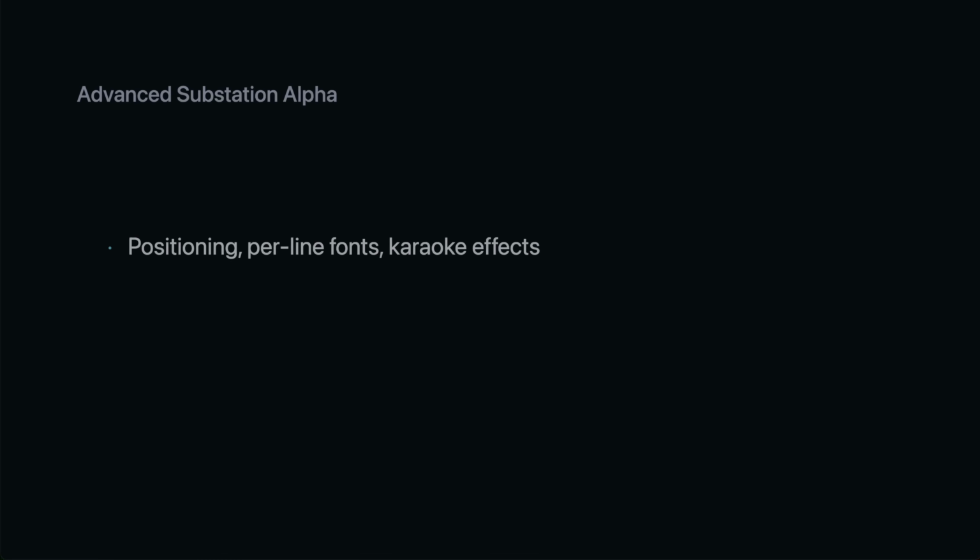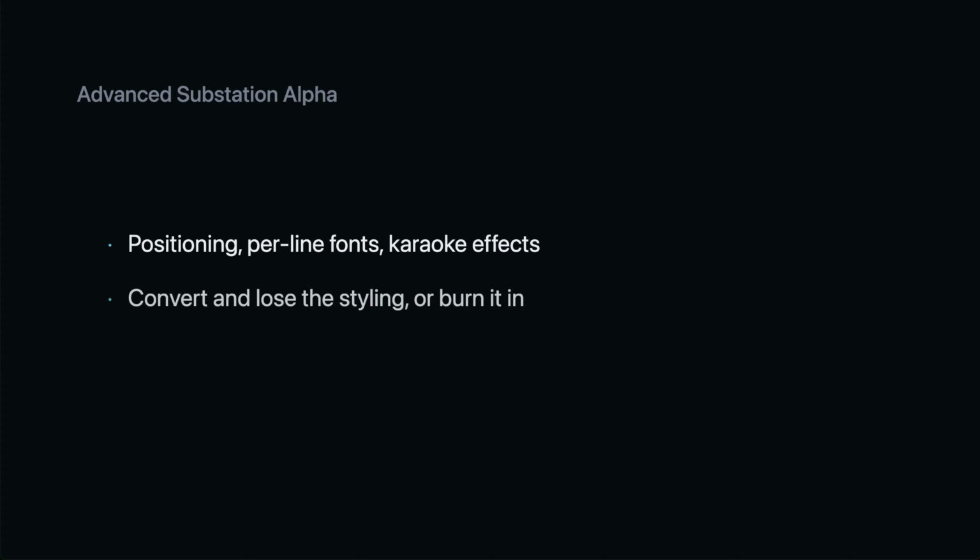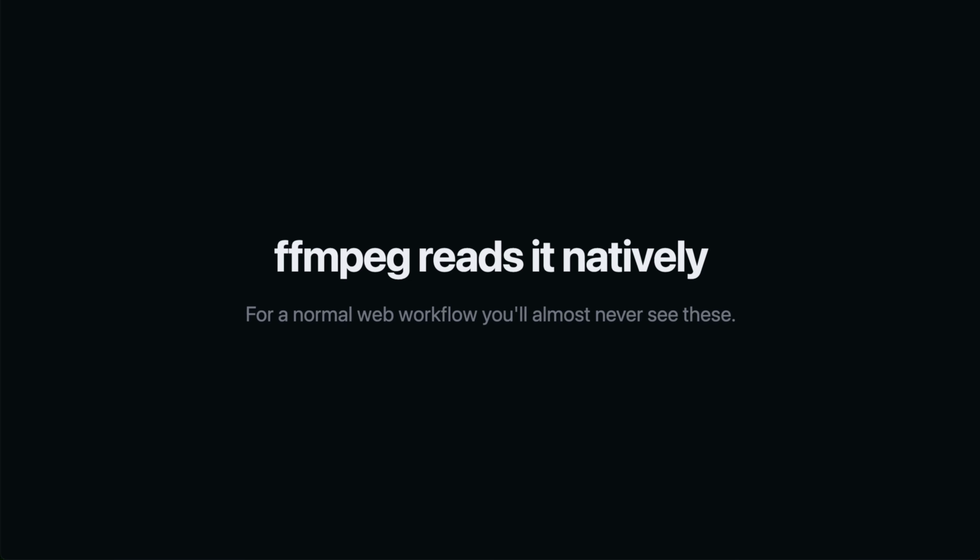Browsers won't render them in a video element, so the answer is to convert them to VTT. Advanced Substation Alpha is a much richer styled format, with positioning, per-line fonts, and karaoke effects. Browsers won't render that either, so you either convert it and accept that most of the styling is lost, or you burn it in. FFmpeg reads that format natively. For a normal web workflow, you'll almost never see these.